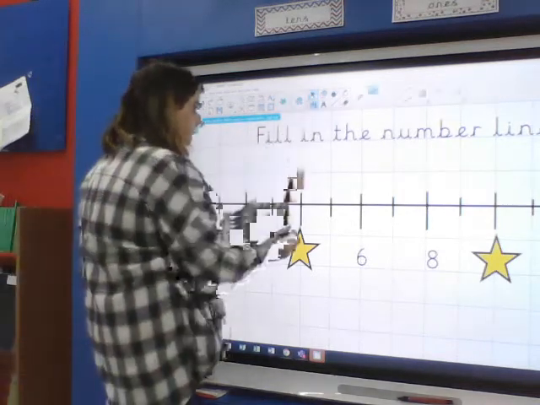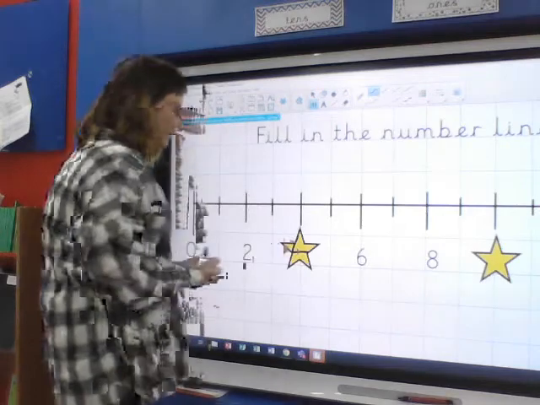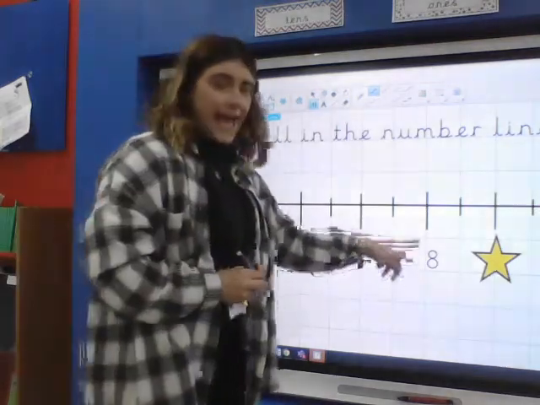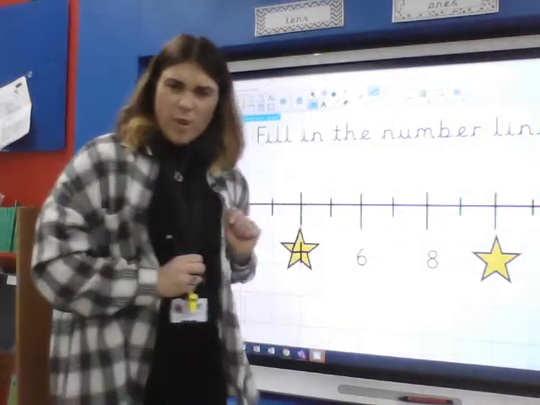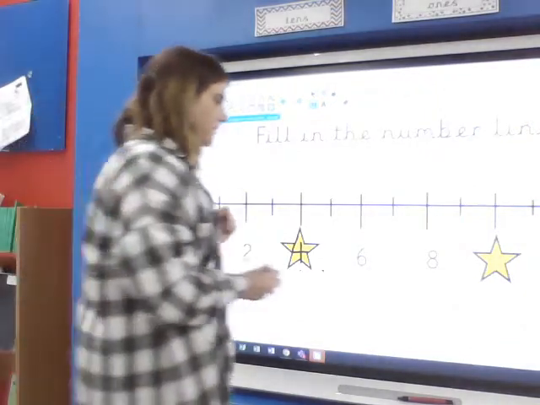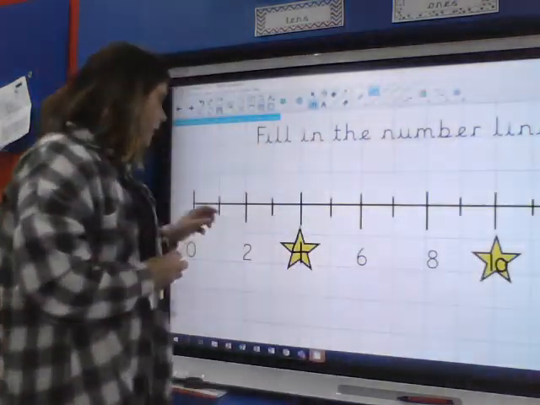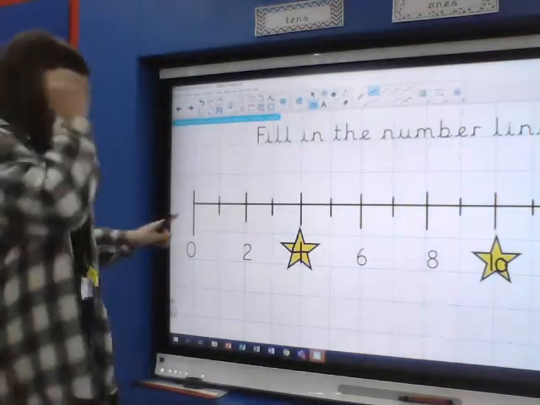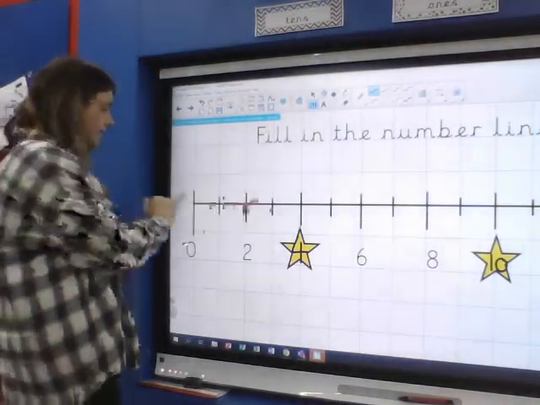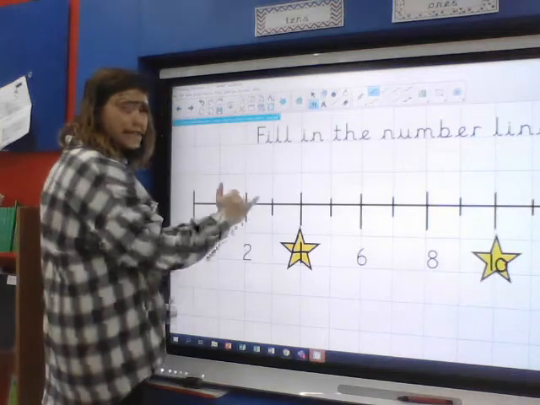4. 0, 2, 4, 6, 8. Write on your whiteboard what will go here. 10. Okay. So I've worked out that I'm counting in twos, but I've also got the other numbers on my number line here, that the spaces just haven't written them on.